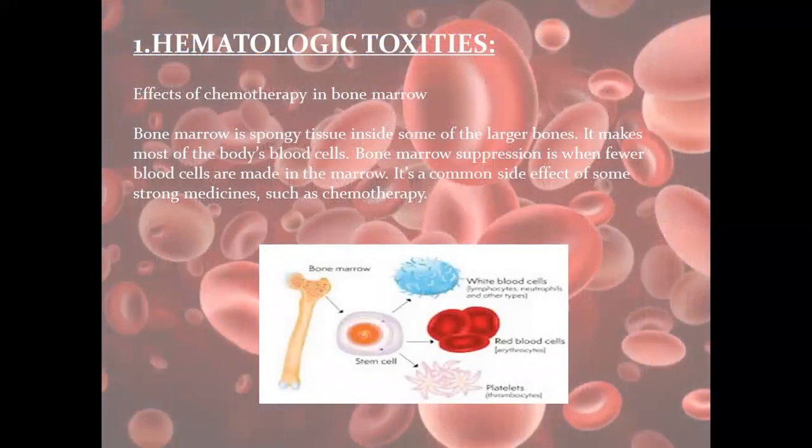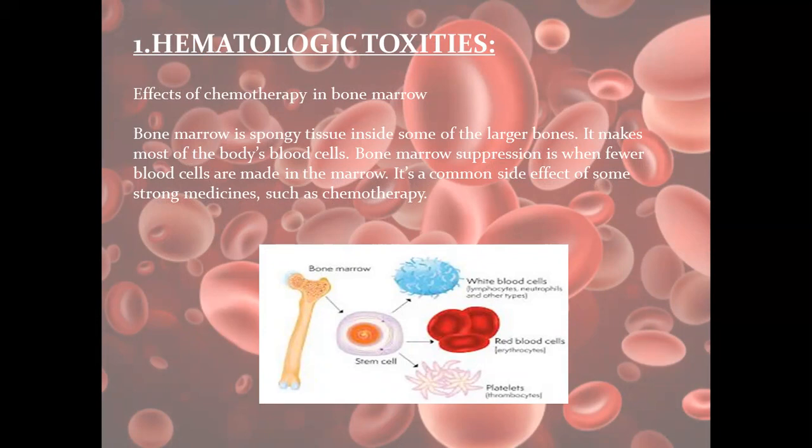Now, what is hematologic toxicity? It is the effect of chemotherapy on bone marrow. Bone marrow is spongy tissue inside some of the larger bones. It makes most of the body's blood cells. Bone marrow suppression is when fewer blood cells are made in the marrow. It's a common side effect of some strong medications such as chemotherapy.